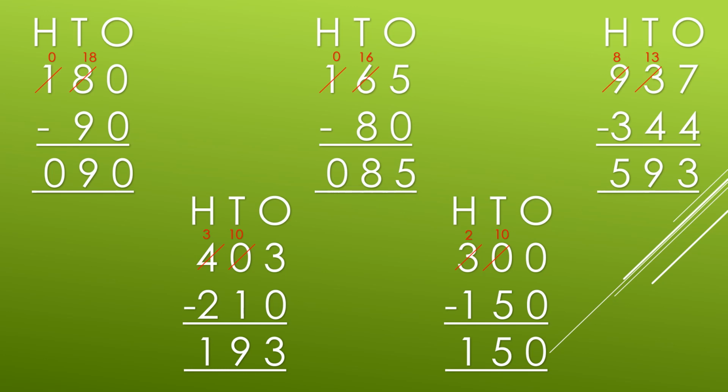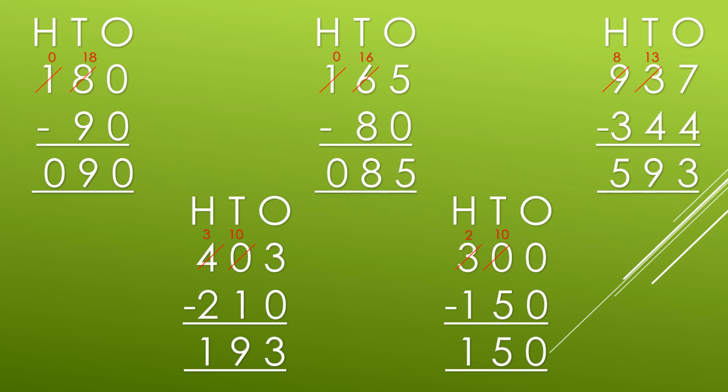Next example is 180 minus 90. So 0 minus 0 is equal to 0. Children, we cannot subtract 9 from 8, so we will borrow. So 1 becomes 0 and 8 becomes 18. 18 minus 9 is equal to 9, and in hundreds place 0 number is there, so we will write 0 under hundreds. So 180 minus 90 is equal to 90.